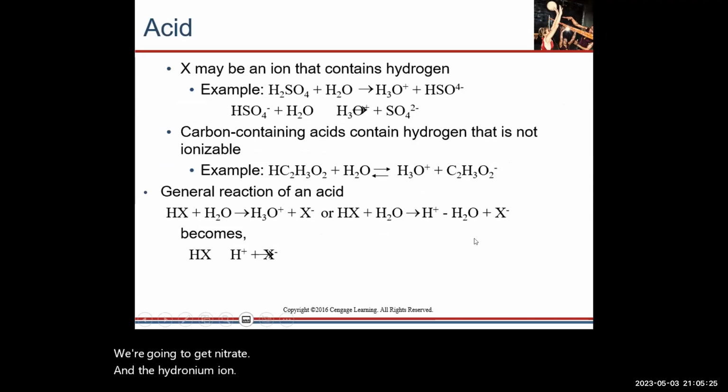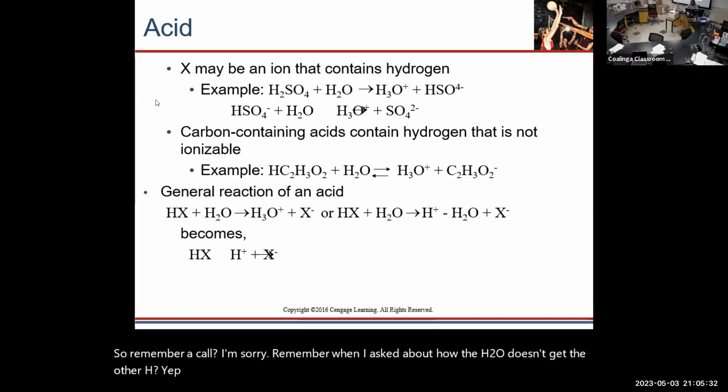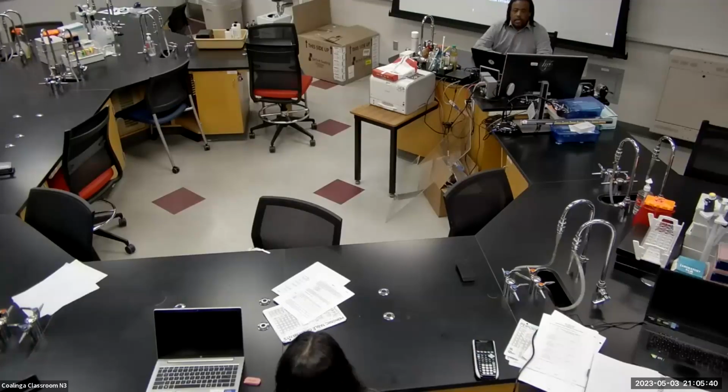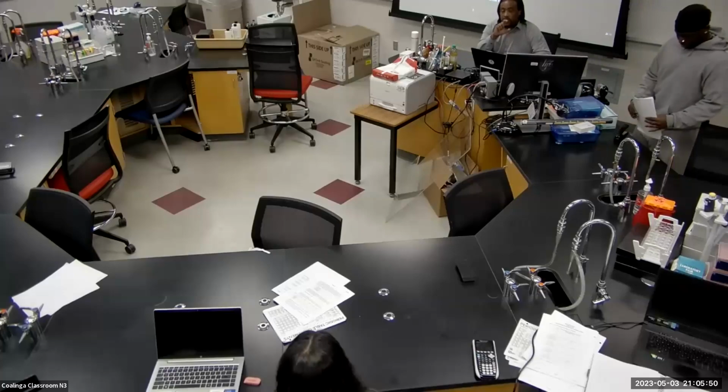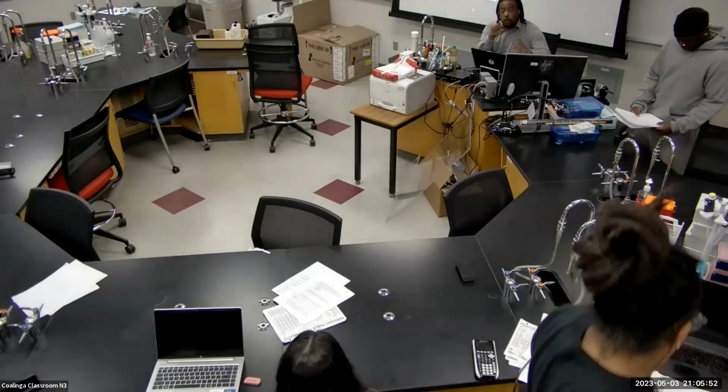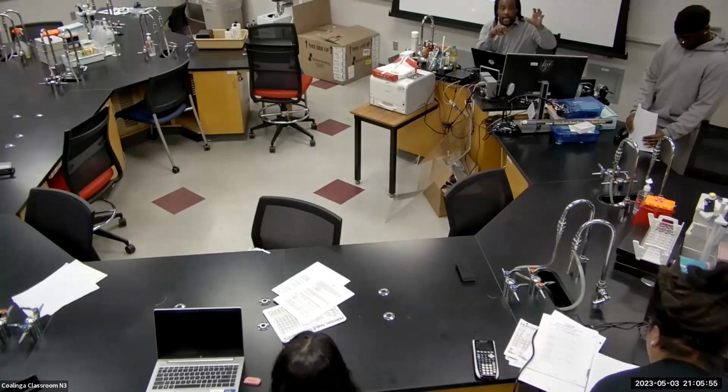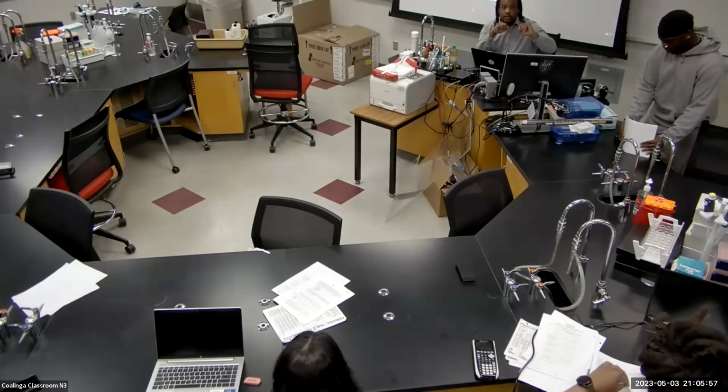Remember when I asked about how the H2O doesn't get the other H? In this case, you're just showing it because it turns into H3O, because it's the H plus, right? Yeah. And if it was sulfuric acid, in that situation it's H2SO4, so both of them are being used. They're both being added onto waters, right? In that case. Gotcha. Thanks.